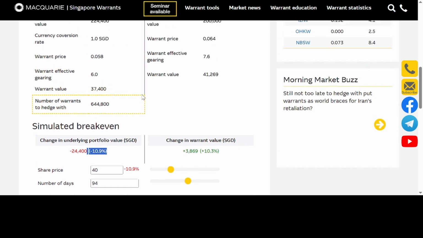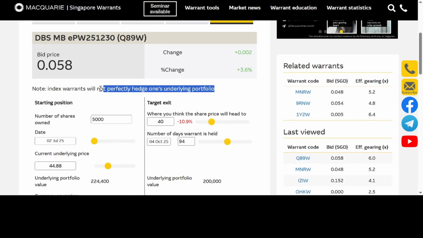Finally, note that the usage of index warrants will not perfectly hedge one's portfolio.